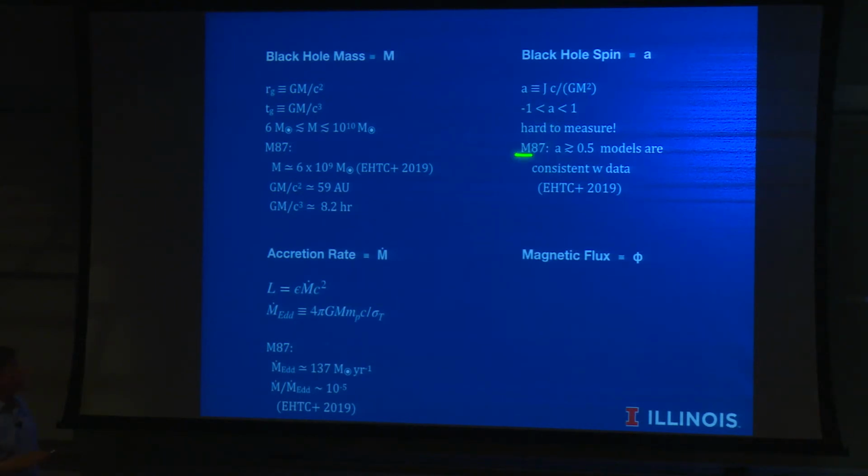So in M87, there was an effort to see what we could say about spin in the course of modeling the EHT results. And I would say that models with spin greater than 0 are consistent with the data for reasons that I'll mention later on. Mainly this has to do with objects which are non-spinning not being able to produce an energetic jet. Okay, so there are the two black hole parameters.